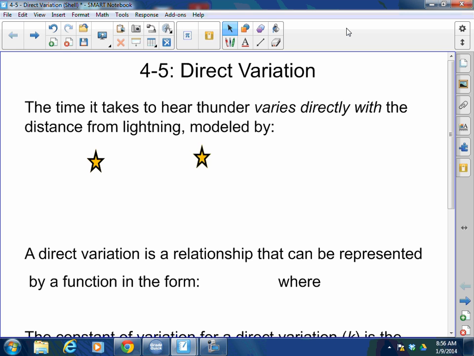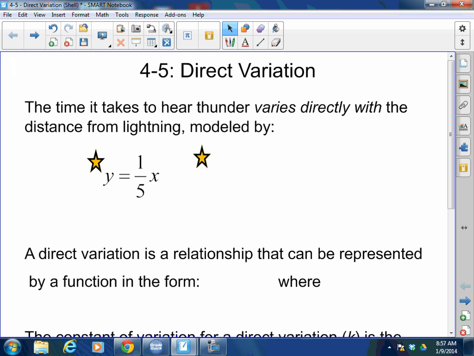It's not equal, you're thinking though. It's kind of a cause and effect, yes. When something's varying directly, as one thing is increasing, the other may be increasing, or vice versa. So when you have a direct relationship, you're multiplying some value called the constant to the independent variable called x. So in this case, the time it takes to hear thunder varies directly with the distance from lightning, modeled by y equals 1/5 x.